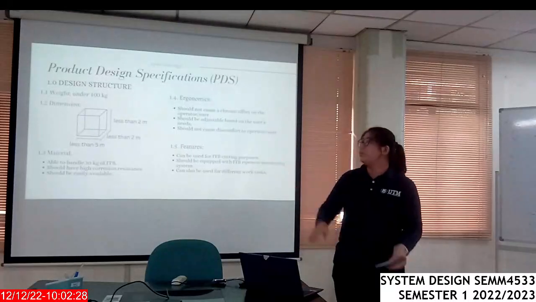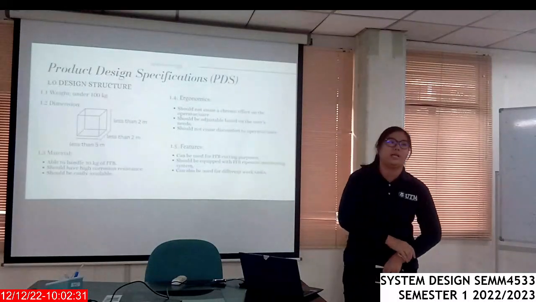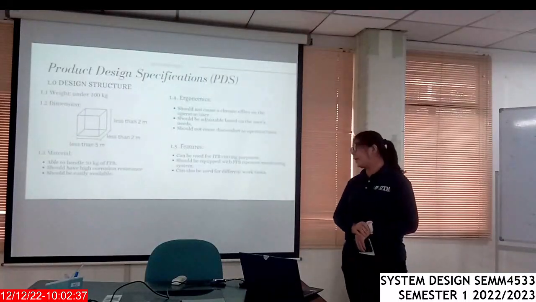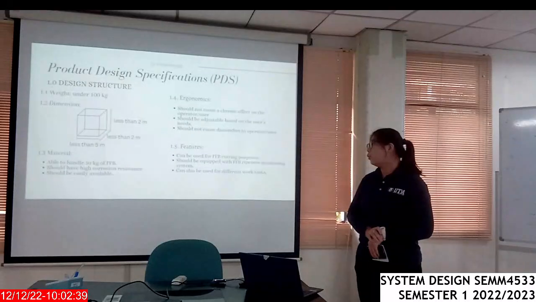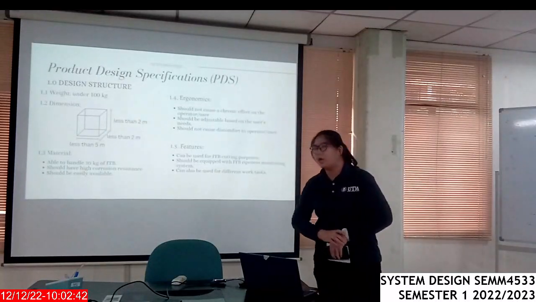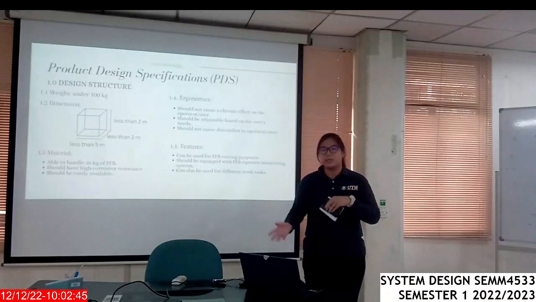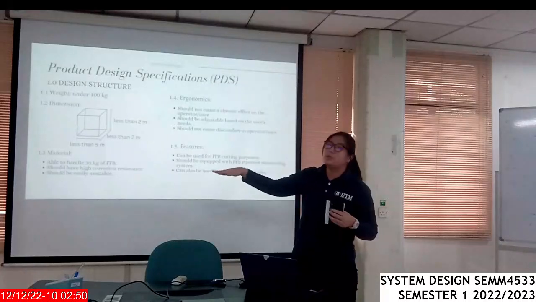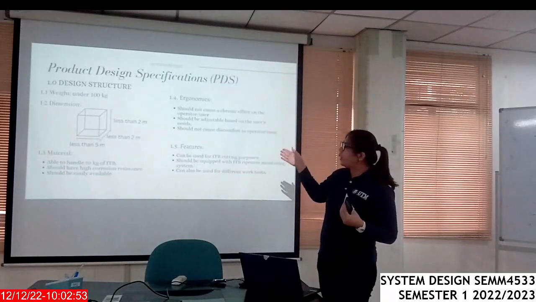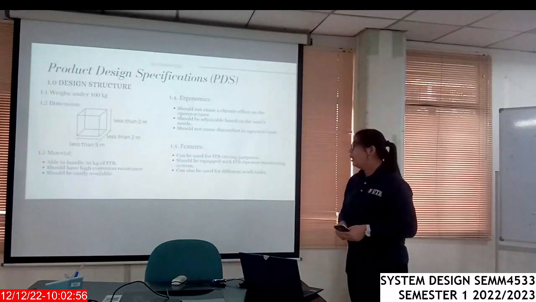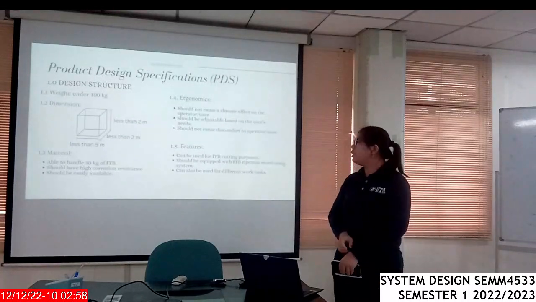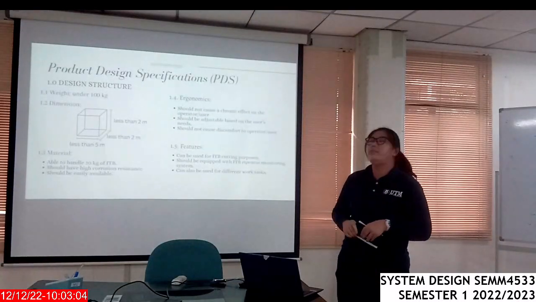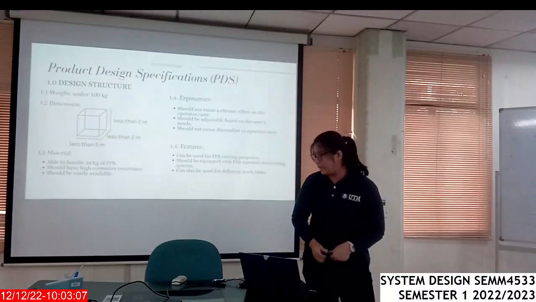So based on the research, we have planned out our product design specification to limit our system design. First of all, about the weight, we expect that the weight of our system will be less than 100 kg. And the dimension of the whole system, which includes the monitoring system, the power supply, the cutter, the core, the length should be less than 5 meters, and the width and height should be less than 2 meters. Next, about the material. The material we may take into consideration should be able to handle 30 kg of FFB at once.